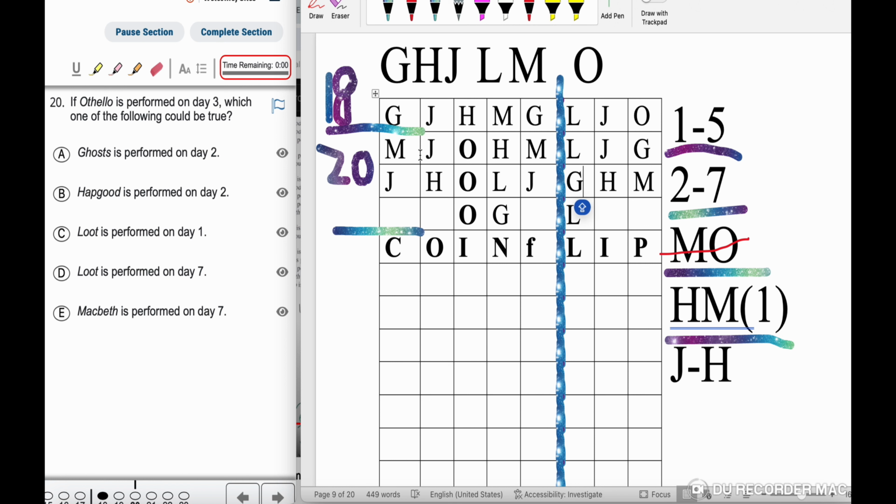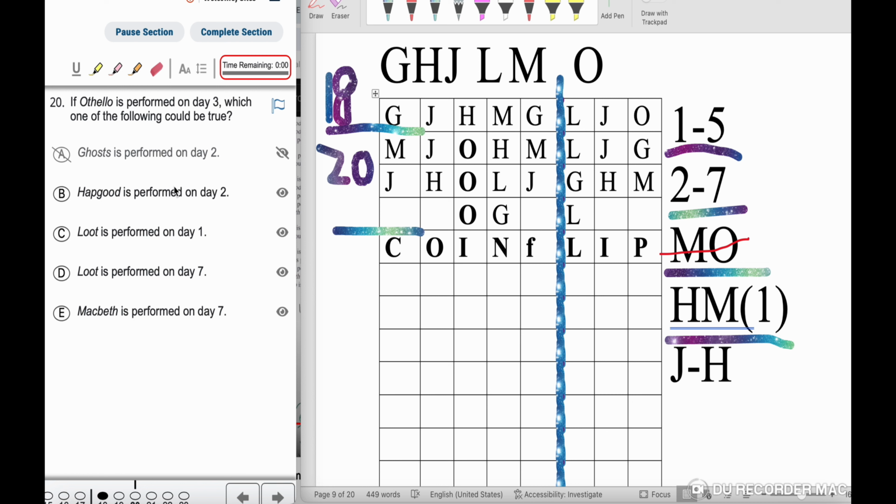So with this being said, we got two worlds. We're using the coin flip as one method, and then we're going to use a method known as process of elimination, POE. A, G is performed on the second day. If you look at day 2, we don't see G, and also we don't see a possible coin flip. So let's go ahead and eliminate it.